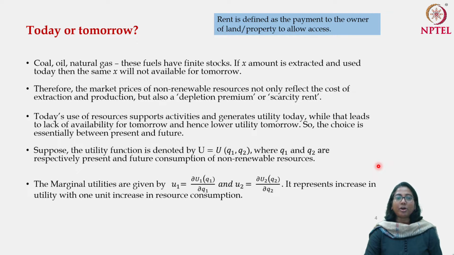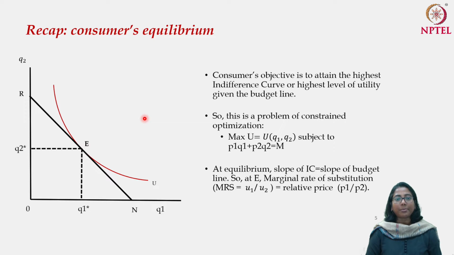Before we go to the theory of resource depletion, the theory of resource extraction in the case of depletable resources, let us have a quick recap of the consumer equilibrium. The equilibrium of the consumer is attained at the point where the slope of the budget line, that is the slope of this RN line, is equal to the slope of the indifference curve, that is at point E. Or we can say the absolute slope of the indifference curve is equal to the absolute slope of the budget line.